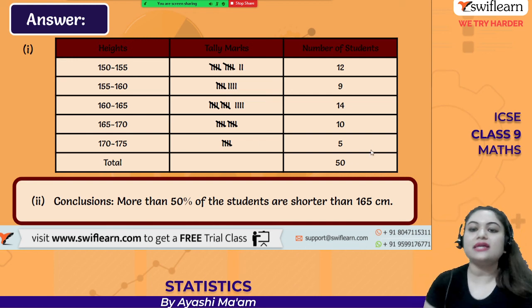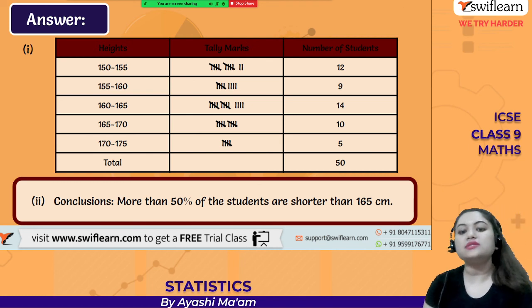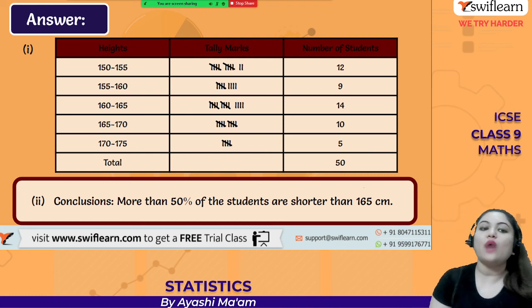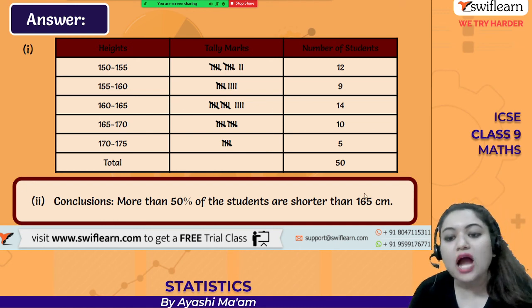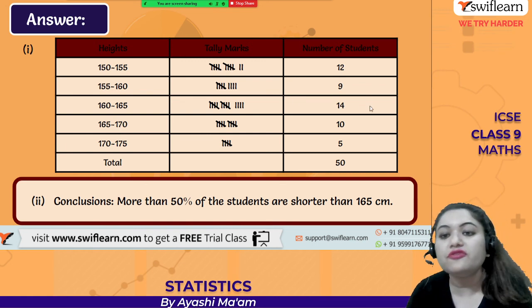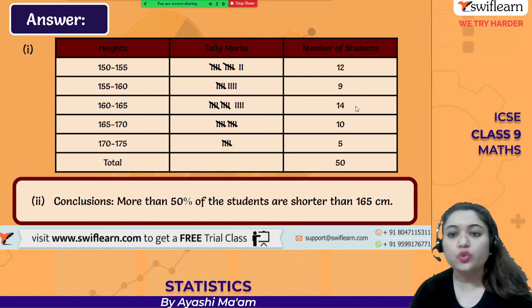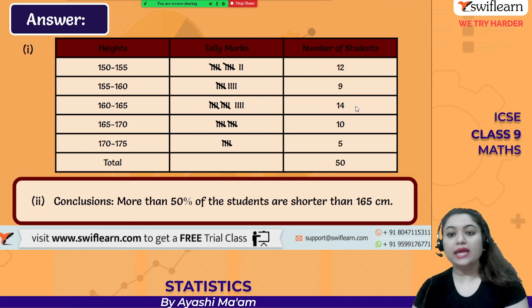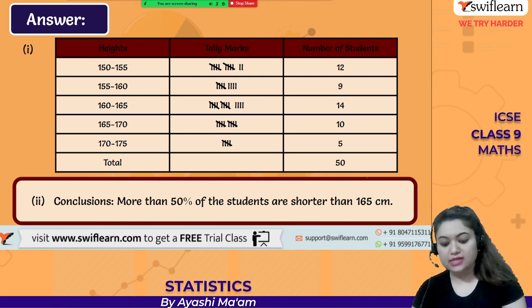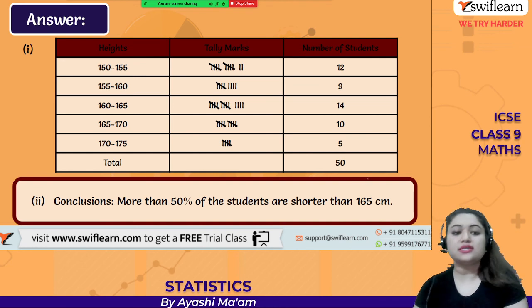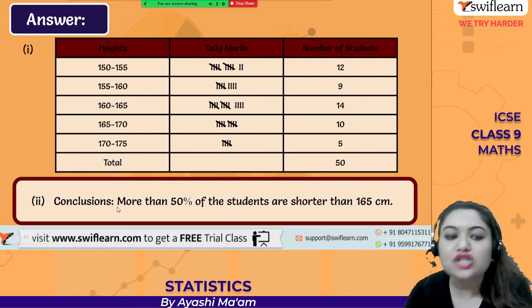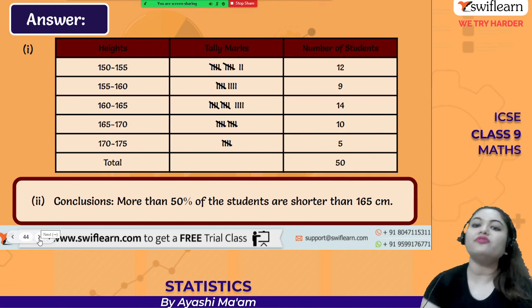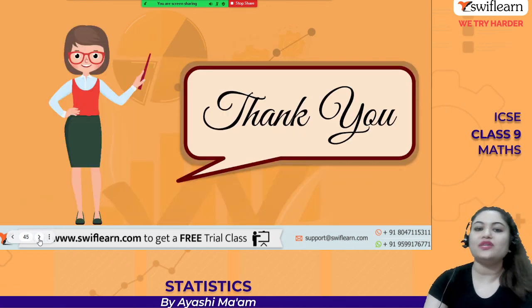So here we can see the conclusion. More than 50% of the students are shorter than 165, है ना? तो फिर यहाँ पर देख लीजिए are shorter than 165. तो 165 तक कितने सारे students हैं? यहाँ पर 12 plus 9 plus 14, right? And height equal to 165 or greater than 165, that is only 5 plus 10. ये last two rows, that is 15. That means what? More than 50% of the students are shorter than 165 centimeter, and this is the conclusion that we can reach from this table.